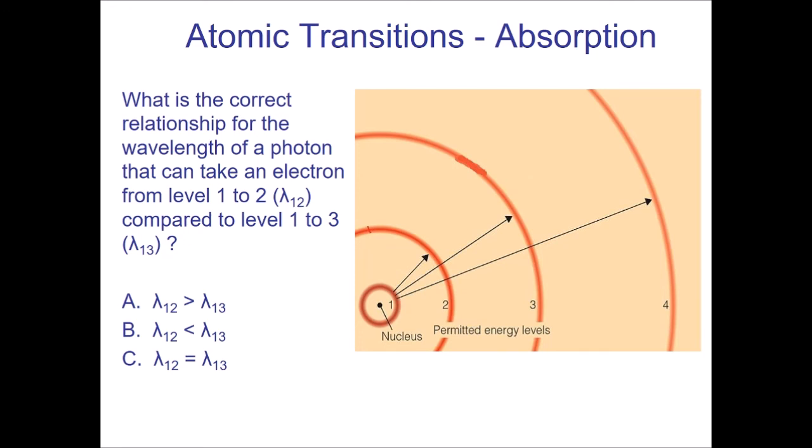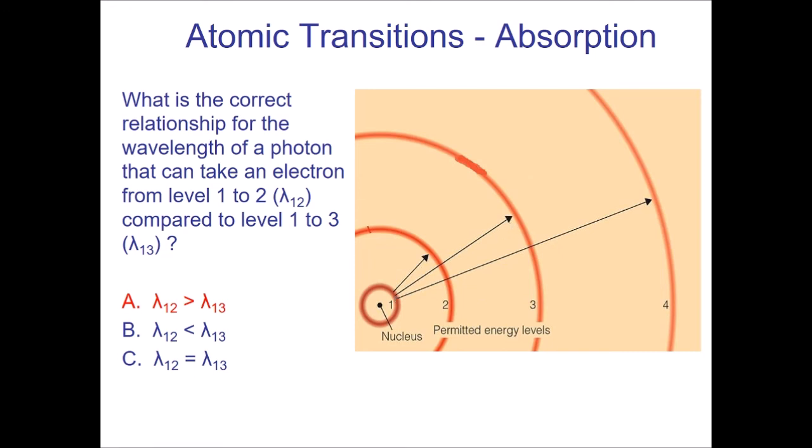So what do you think about those wavelengths there? Think really hard about this one. This is very crucial. Okay, ready? The answer here is A. The photon that needs to go from 1 to 3 is a shorter wavelength.